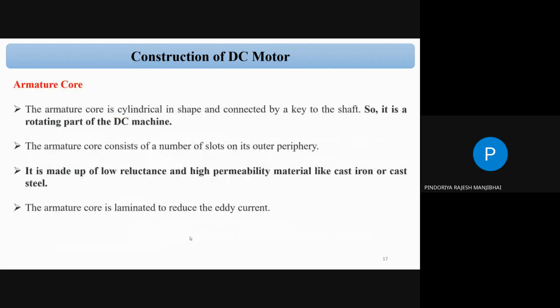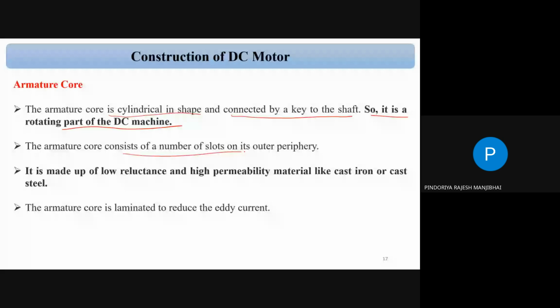Armature core. So there is your field winding, we can say the stator winding, and the armature core is your rotor part. Correct. So the armature core is connected by a key to the shaft. Whenever we say shaft, that is nothing but your rotor. It is the rotating part of the DC machine. Students, please remember, whenever we say field winding, that is the stator part. Whenever we say armature winding, that is your rotor part in the case of DC machines. But in the case of AC machines, it is just reversed. Armature is the stator, and field is the rotor.